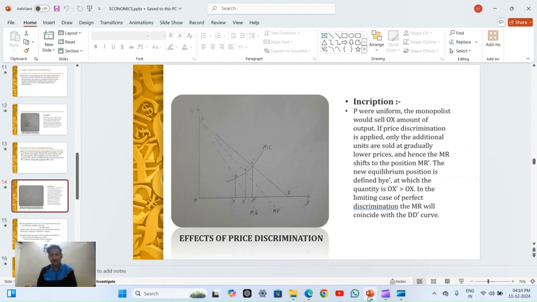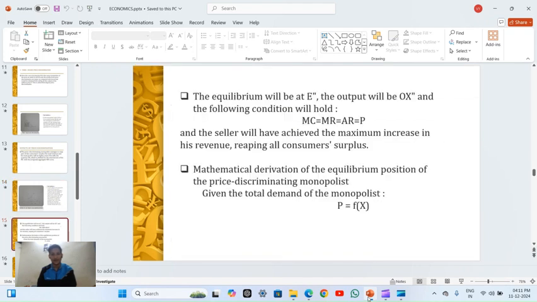If price discrimination is applied, only the additional units are sold at gradually lower prices, and hence the MR shifts to the position MR'. The new equilibrium position is defined by the point at which the quantity is OX', greater than OX. In the limiting case of perfect discrimination, the MR will coincide with the DD' curve.